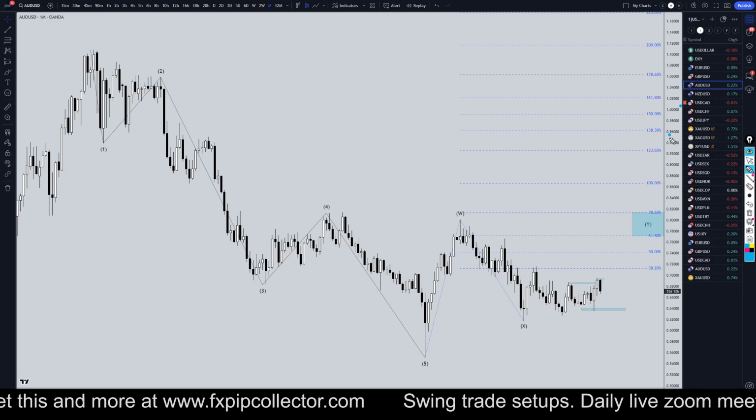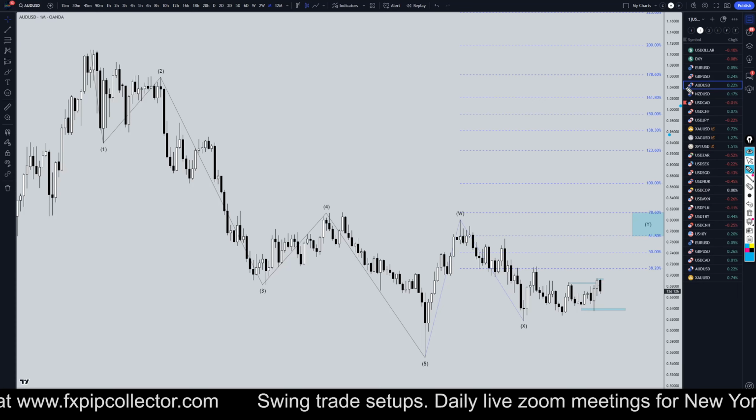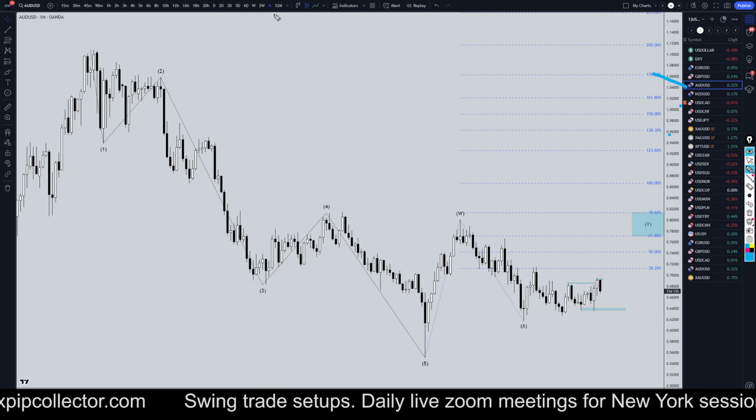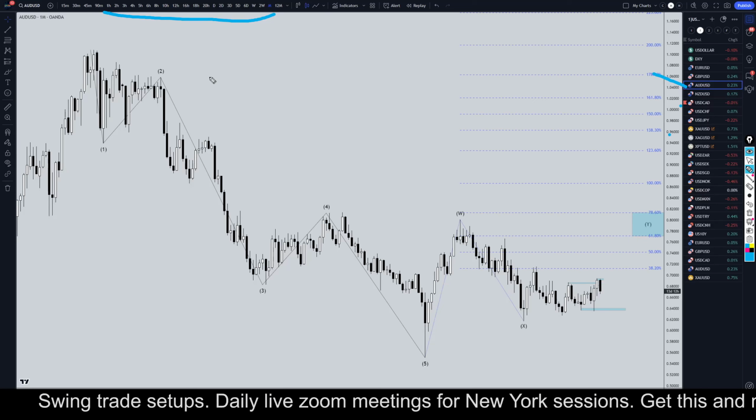Today is Friday, October 18th, and I'm going to be analyzing the Aussie US dollar, starting on the monthly, working my way all the way down to the 1 hour time frame for the full top-down analysis.